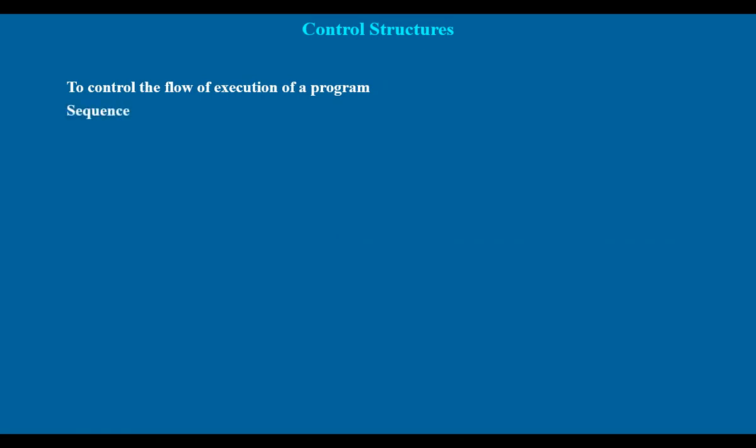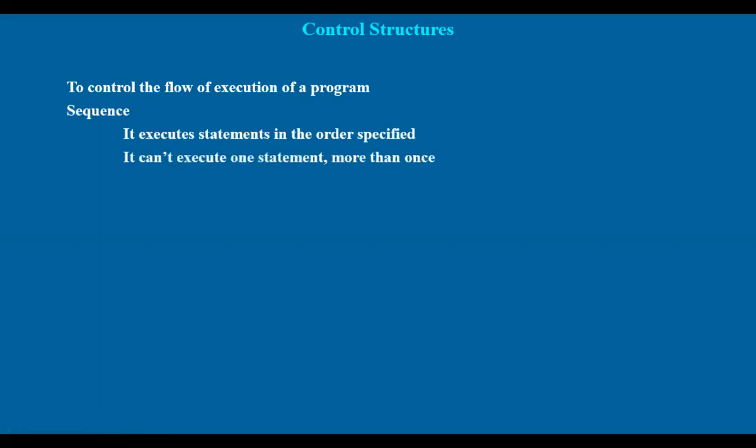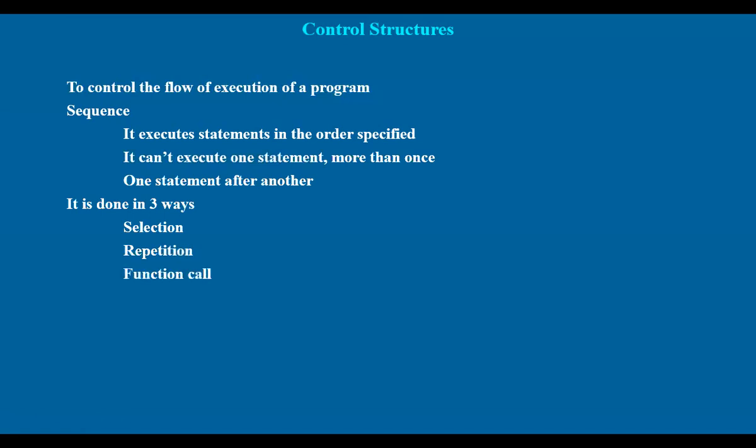Sequence is to be maintained. How the sequence is to be? It executes the statements in a specific order, right? It cannot execute the statements more than once. For that, we have for and while, all those things. But here, using this if, else, we can execute the statement only once. One statement after another, right? It is done in a sequential manner. And it is done in three ways. This type of flow control is done by selection, repetition, and function call methods.